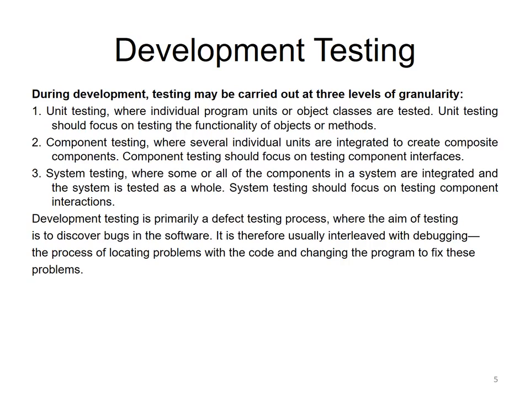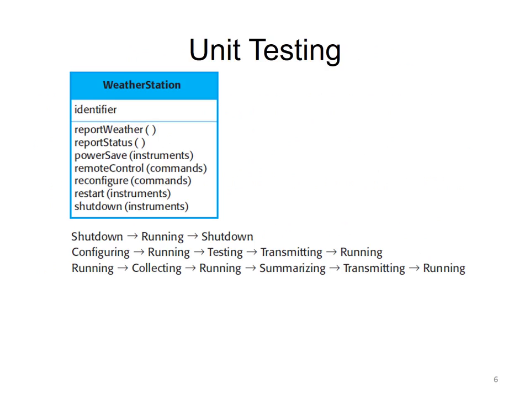Development testing is primarily a defect testing process, where the aim of testing is to discover bugs in the software. It is therefore usually interleaved with debugging, the process of locating problems with the code and changing the program to fix these problems. Unit testing. Unit testing is the process of testing program components such as methods or object classes. Individual functions or methods are the simplest type of component. Your tests should be calls to these routines with different input parameters.